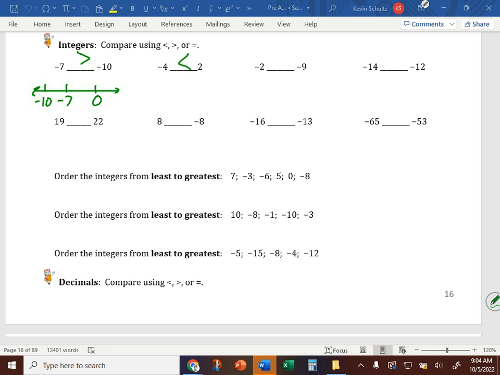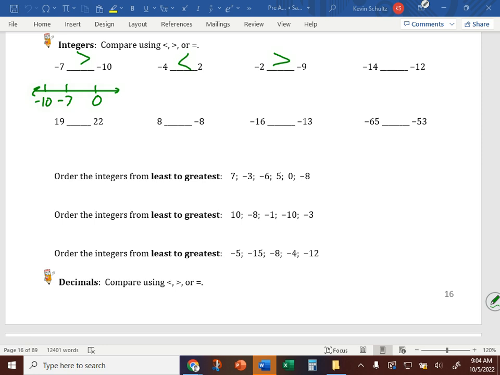-2 and -9. Peyton. -2 is greater than -9. Okay, for the same reason we talked about with this number line over here. Think about where those values are. -2 is further to the right. Okay, therefore it's going to be greater. Last one, -14, blank, -12. Let's get someone we have not heard from yet today. A new contributor. Gregory?